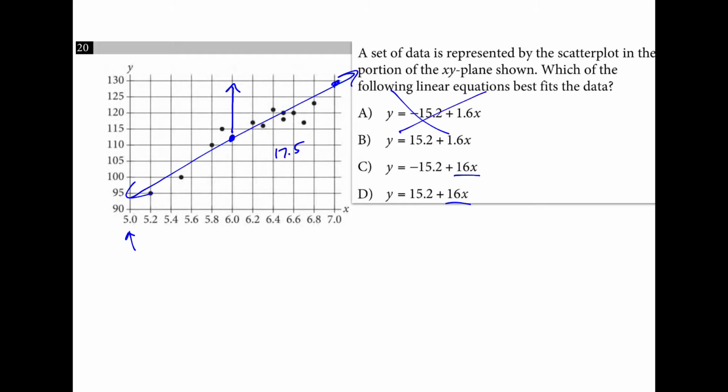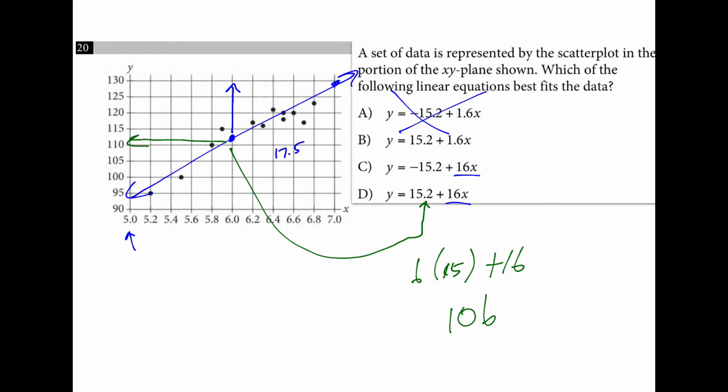I'm going to rule out A and B. And which one do you think is likely for my intercept? That it's negative or that it's positive? Well, it's likely positive just because this is an actual data set. I could plug this in though. Let's say that I plugged in 6 into this equation. 6 times 15 plus 16. That would give me like 106, which is pretty close to this. If I did it with a negative, it would be nowhere close. So I'm going to go with D.